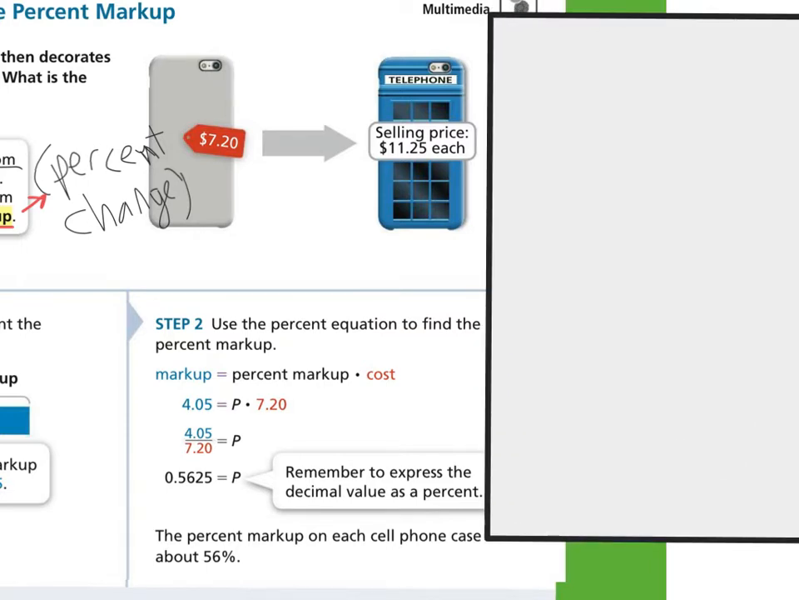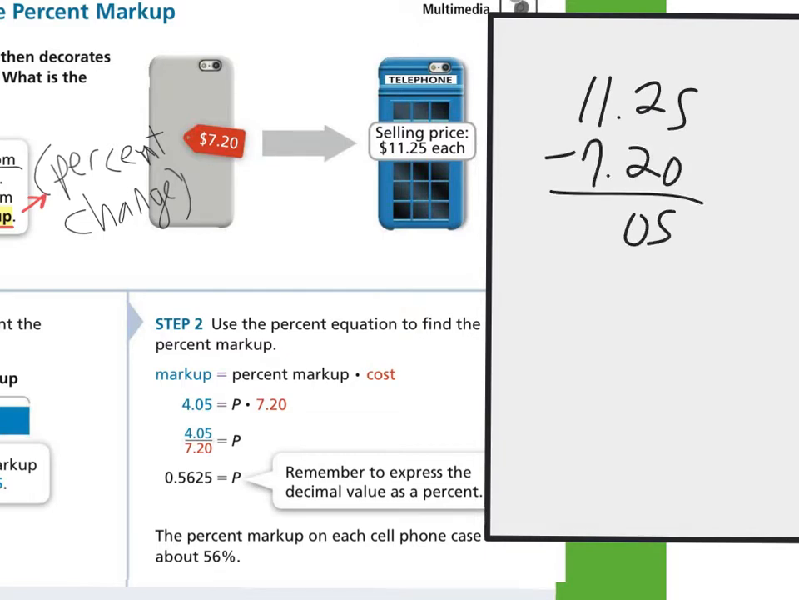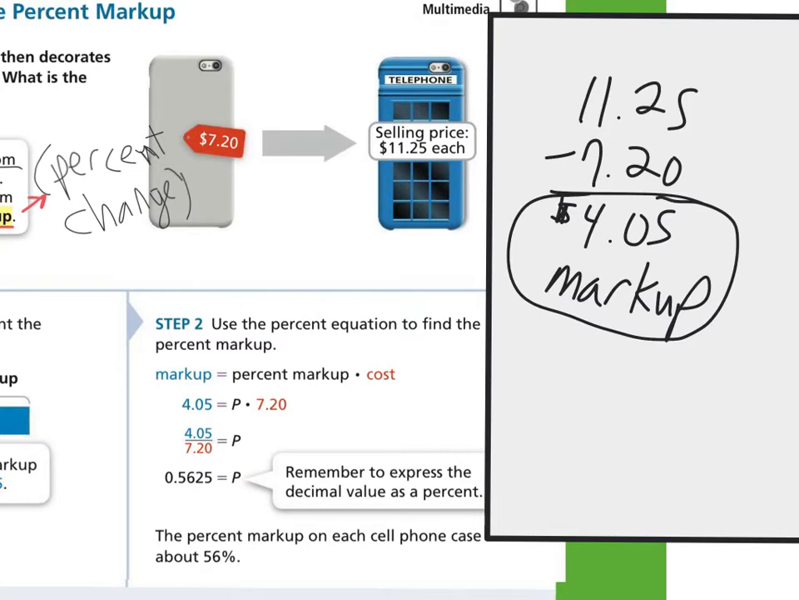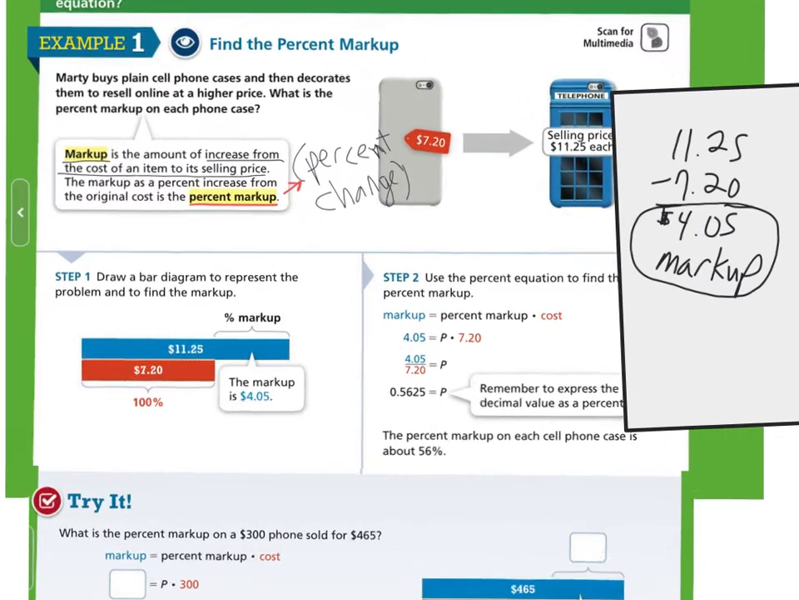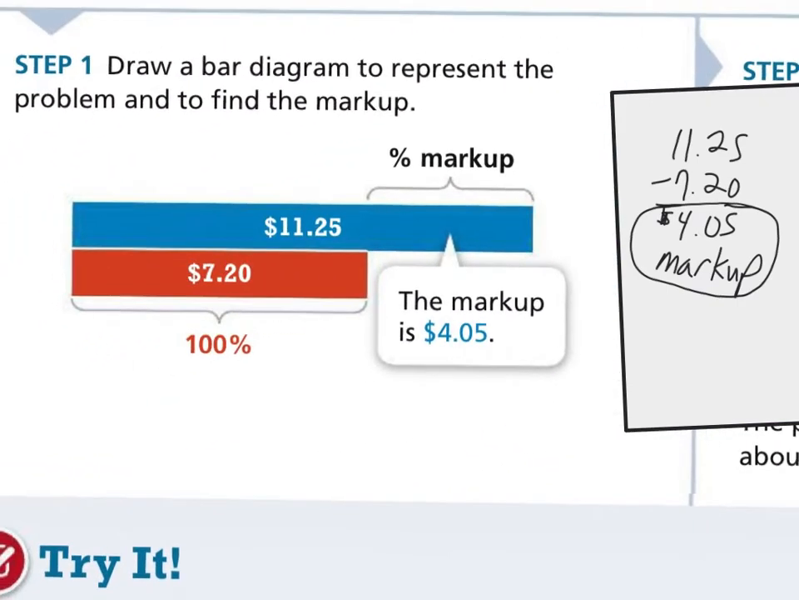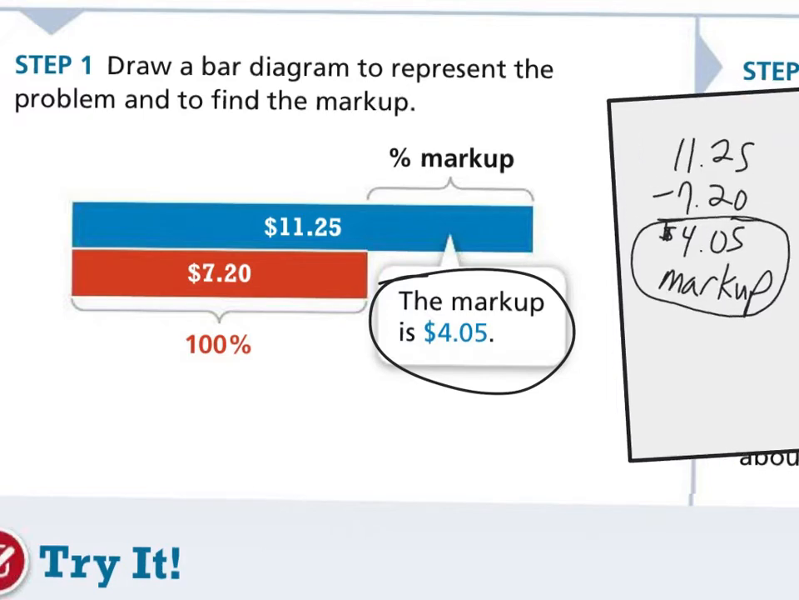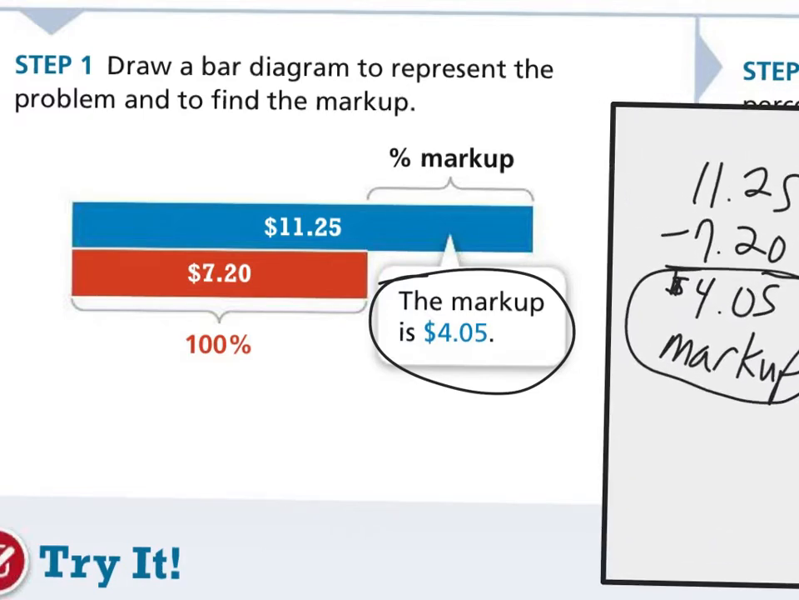So if we want to find the markup, we could just find the difference between those. So $11.25 minus $7.20, that's a difference of $4.05. So we could say there's a markup of $4.05. And that's what the book shows here. They didn't show it worked out though, so it's always a good idea to show your work.